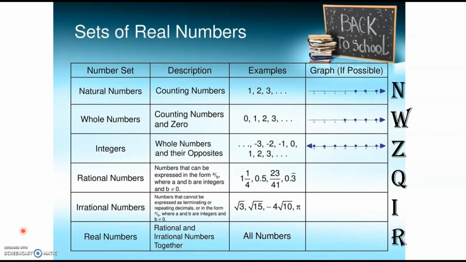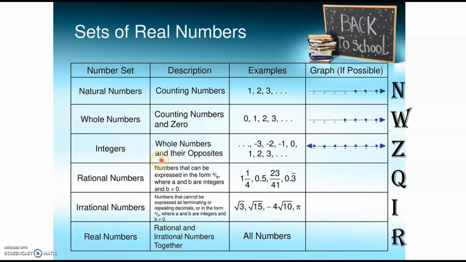I'm sure that you're familiar with this, but let's just recap. So natural numbers are nothing but counting numbers from 1 all the way to infinity, so it's in one direction and it's expressed as N. Whole numbers are counting numbers and 0, so it starts from 0 and goes from 1, 2, 3, and also in one direction, and it's expressed as W.